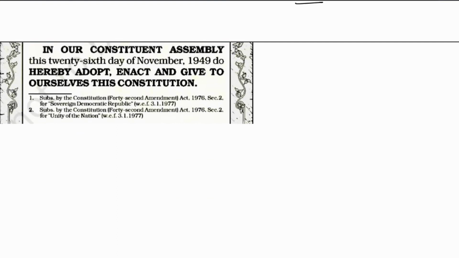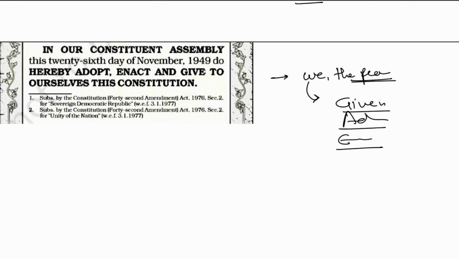And finally, what we see in our Constituent Assembly, this 26th day of November 1949, do adopt, enact, and give to ourselves this constitution. So it is by whom? We, the people of India. So constitution or the preamble is given to me, adopted by me, enacted by me, all right, to myself. So there's no second power making the constitution. It is we only. It is a loop. That is why it can be changed. It can be dynamic. It can be interpreted as per the modern things.